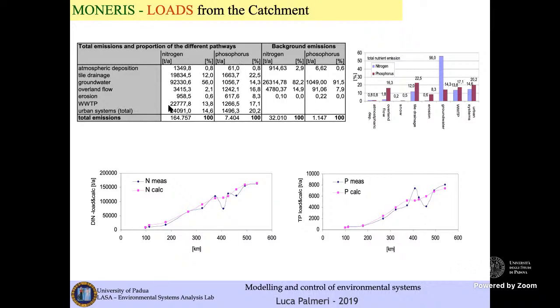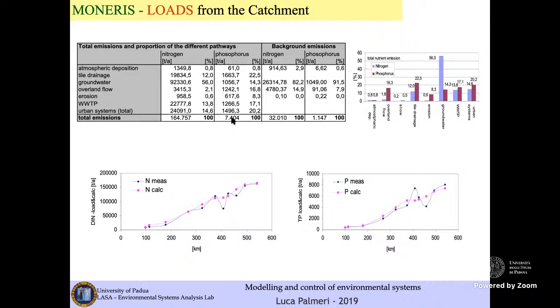This table tells us that the total emissions of nitrogen in tons per year from the total summation of the various pathways is 164,000 tons per year, while for phosphorus we are around 7,000 tons per year. For nitrogen, 164,000, and for phosphorus, 7,000.